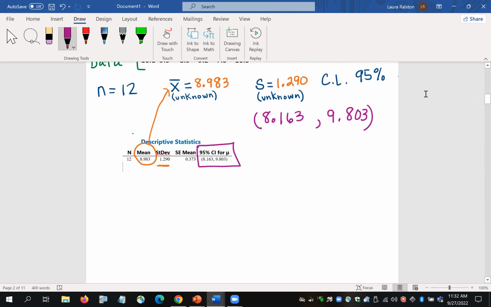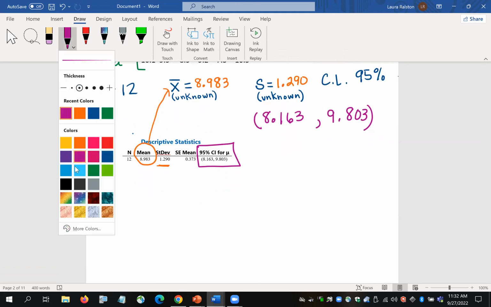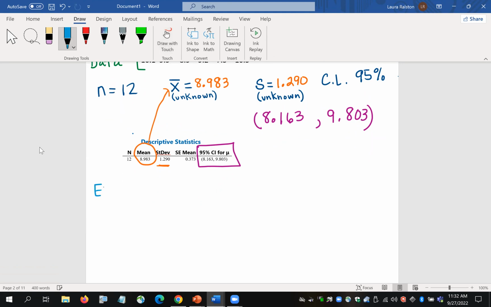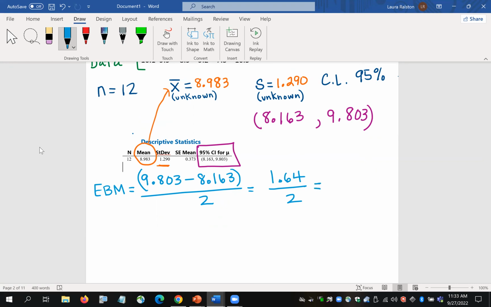I then have to manually, with my calculator, calculate the error bound for the mean. It is the upper bound minus the lower bound divided by 2. Again, please, please, please remember you have to do the subtraction first. So 9.803 minus 8.163 is 1.64, divided by 2 is 0.82. So my error bound for the mean is 0.82.